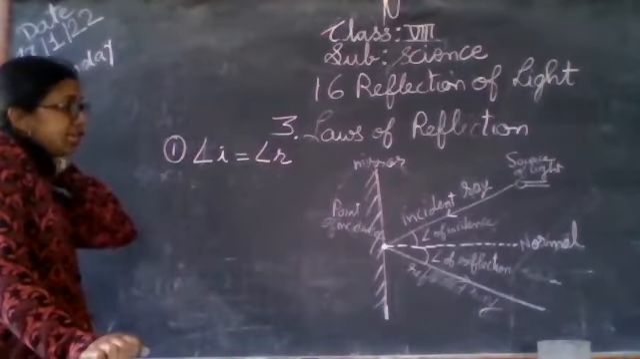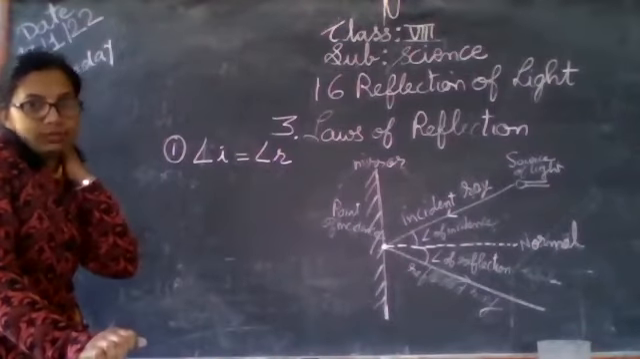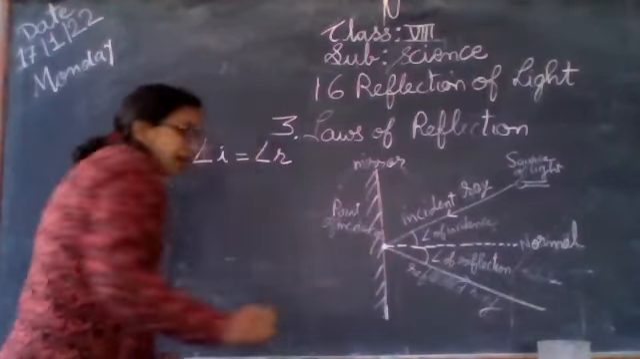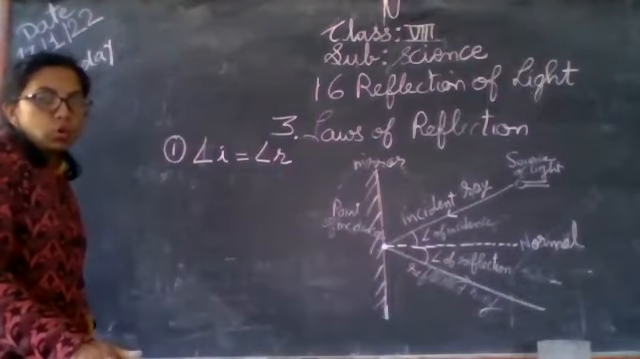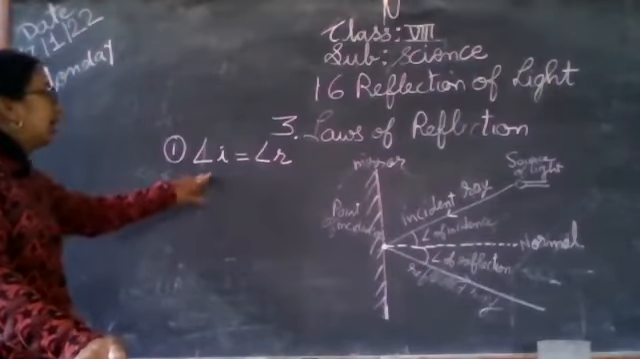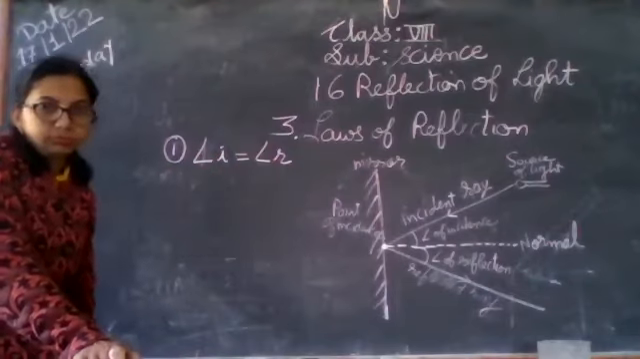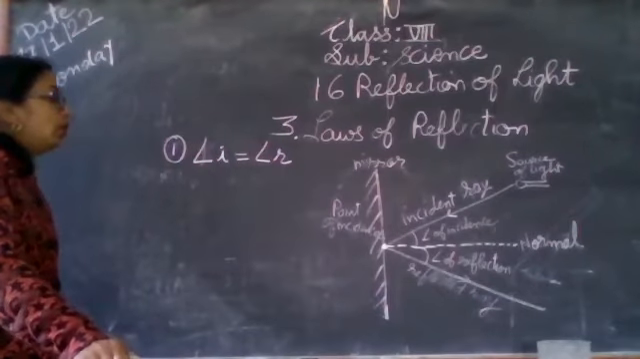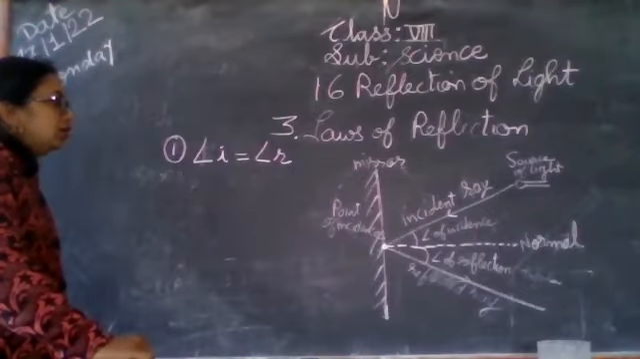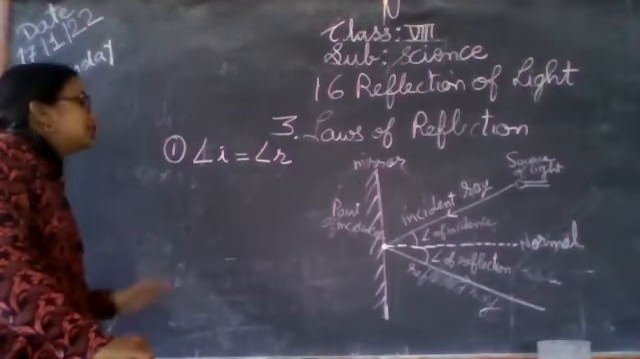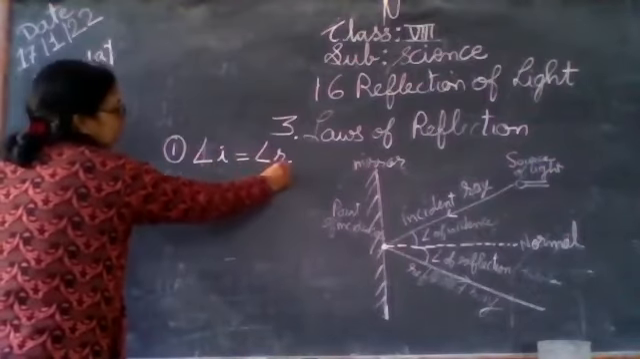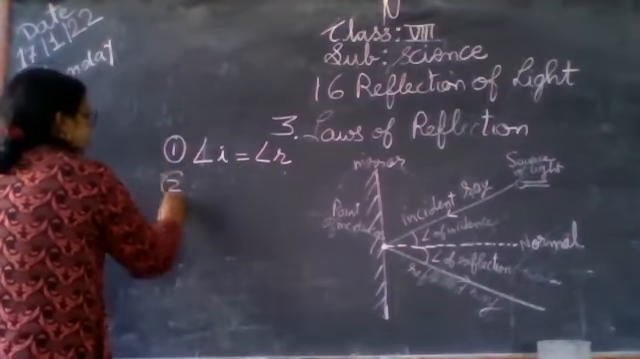If the surface is a rough one, like our roads of Nagpur, you will not get angle i equal to angle r. Angle of incidence will not always be equal to angle of reflection. But for a smooth surface, angle of incidence is always equal to angle of reflection.